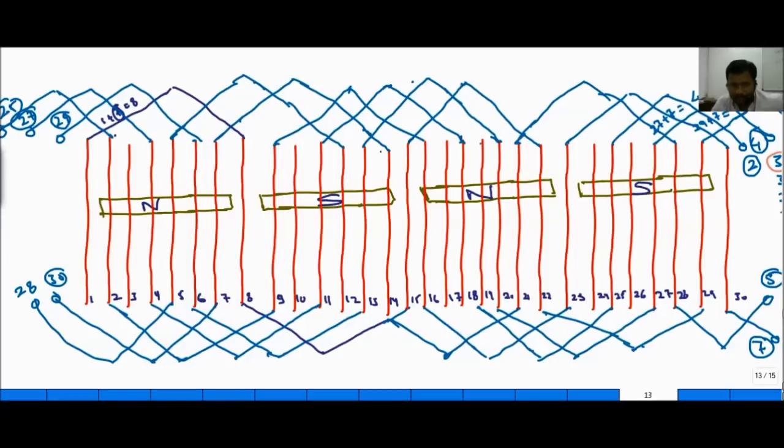This is 12. 12 plus 7 is basically, we can say, 19. This is 19. 15, 16, 17.